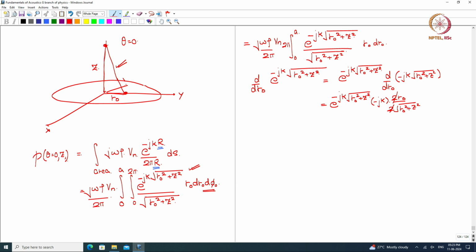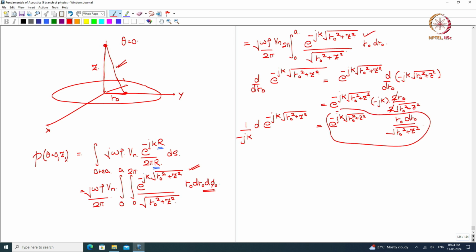Okay. So d of e to the power of minus jk square root of r0 square plus z square is equal to e to the power of minus jk square root of r0 square plus z square times minus jk r0 dr0 by square root of r0 square plus z square. Or if I bring this down here, one by minus jk. Now this is what we have over here. So this is an exact differential.